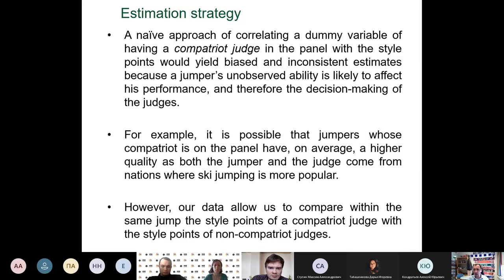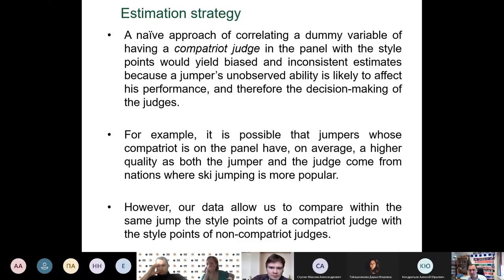In addition, it is possible that jumpers whose compatriot is on the panel have on average a higher quality, as both the jumper and the judge come from nations where ski jumping is more popular. For example, if we take a jumper from England, I don't know if you saw the movie Flying Eagle or something like this about ski jumping, there was an English jumper. He did not have a compatriot judge, but he received significantly lower scores, not because he did not have a compatriot, but because he's simply not a good jumper. But Norwegian jumpers who have a compatriot probably are good jumpers. That's why they get better points. So it's not enough just to compare the means.